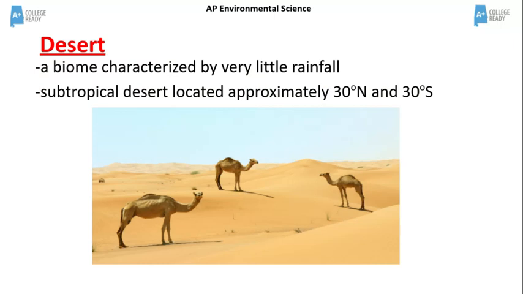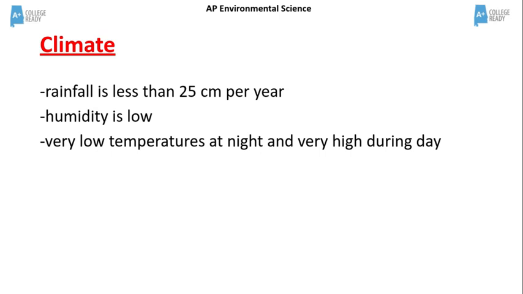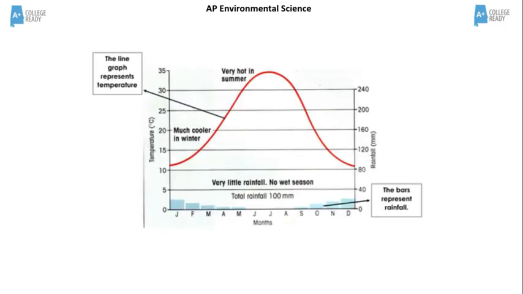The desert biome is characterized by very little rainfall. Subtropical deserts are located between 30 degrees north and 30 degrees south latitude. The desert climate is characterized by less than 25 centimeters of rain per year. The humidity is low, and since the air is so dry, there are extreme temperature differences in a 24-hour period. In this climate diagram, we see that the temperature can be very high, but the rainfall is very low.